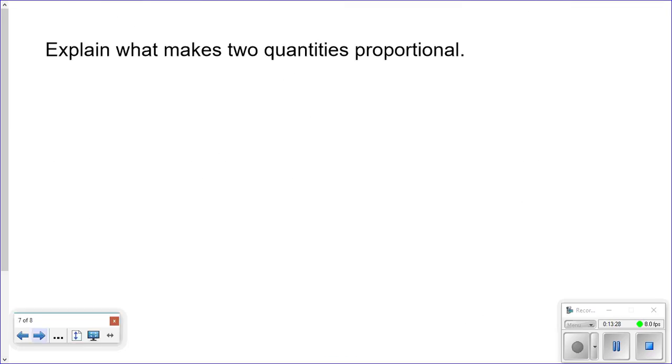All right, now you guys need to think about what makes two quantities proportional. Think about everything I talked about in the video, look back at examples, and come up with an answer to explain how you would know if two quantities are considered proportional.